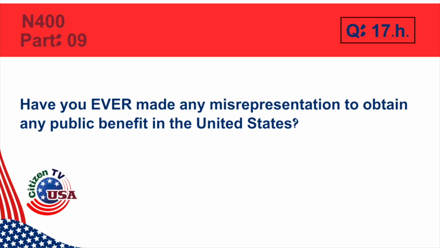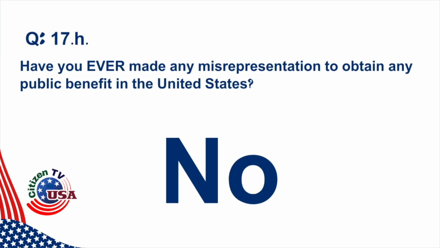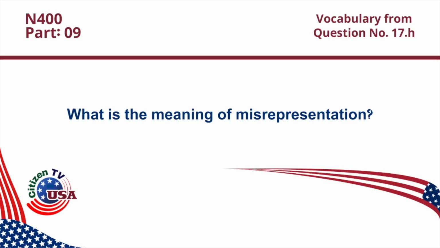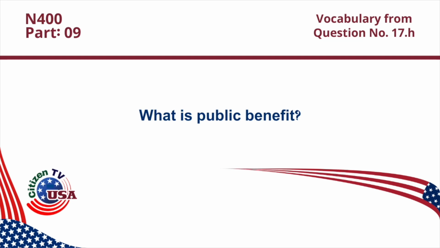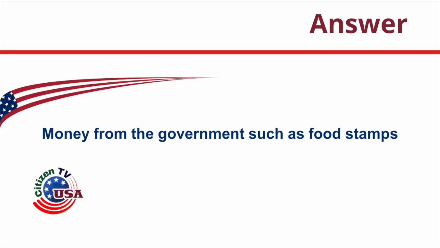Have you ever made any misrepresentation to obtain any public benefit in the United States? No. What is the meaning of misrepresentation? Provide wrong information. What is public benefit? Money from the government, such as food stamps.